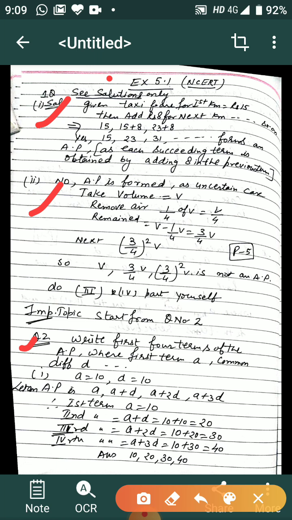How do we proceed in the next step? We write the second term as A plus D. A plus D means we add the common difference one time. So 10 plus 10, 20. And the third term is A plus 2D. In the fourth term it is A plus 3D, and so on. The number of the term is increasing, but in the third term we are adding 2D, in the fourth term we are adding 3D. Suppose we take the 50th term, so we will add 49D.